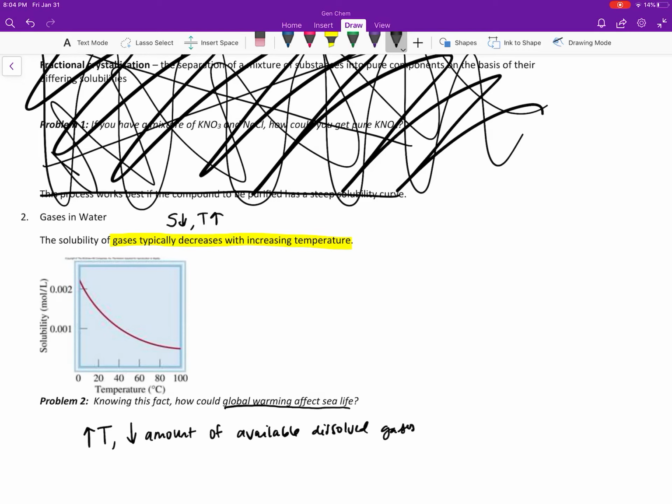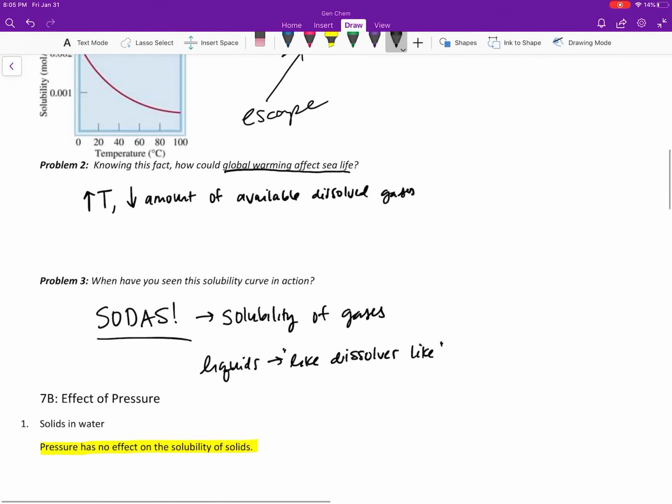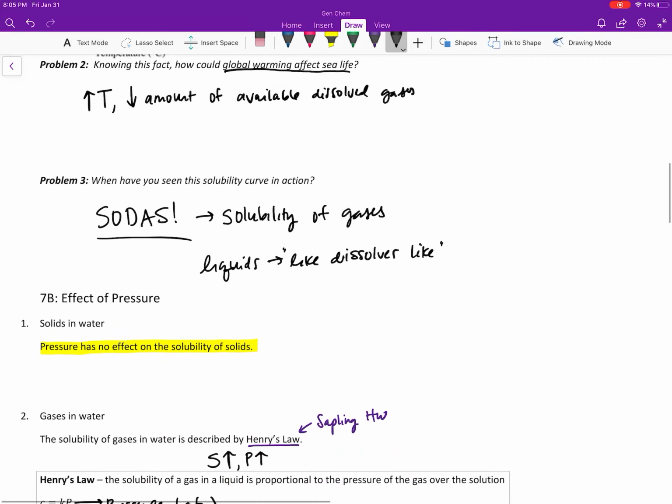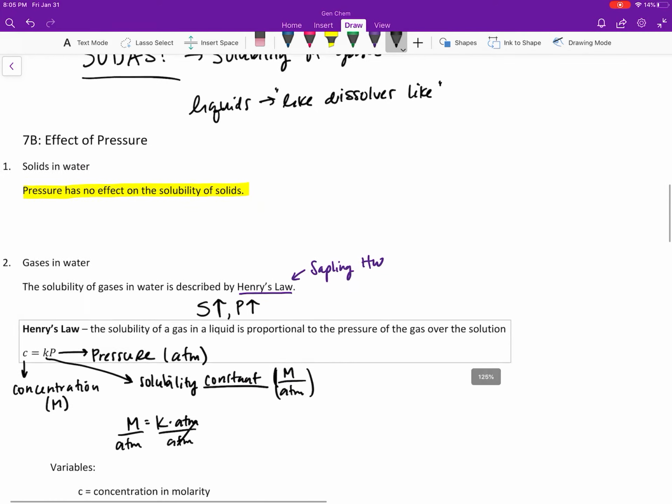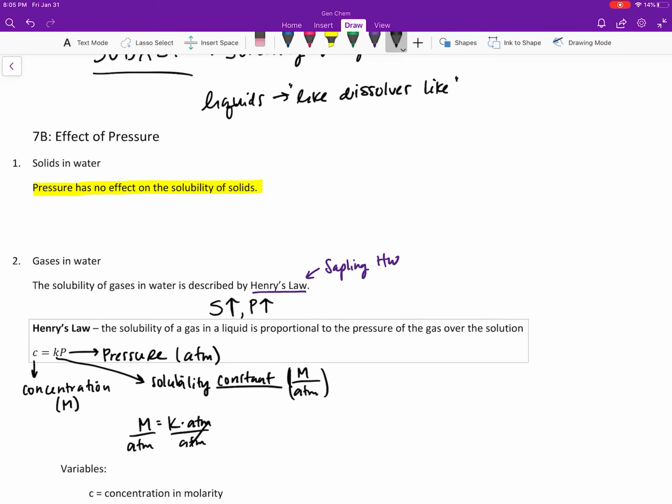The gases in water had the opposite relationship with temperature. As we increase the temperature, the solubility of the gas decreases, meaning the gases are going to escape from solution as we increase the temperature. We talked about global warming, which should hopefully help you to remember that relationship. We also talked about solubility curve in action. You might have thought of other examples, but sodas, or carbonated beverages, are the ones I think of first. Then we talked about the effect of pressure.